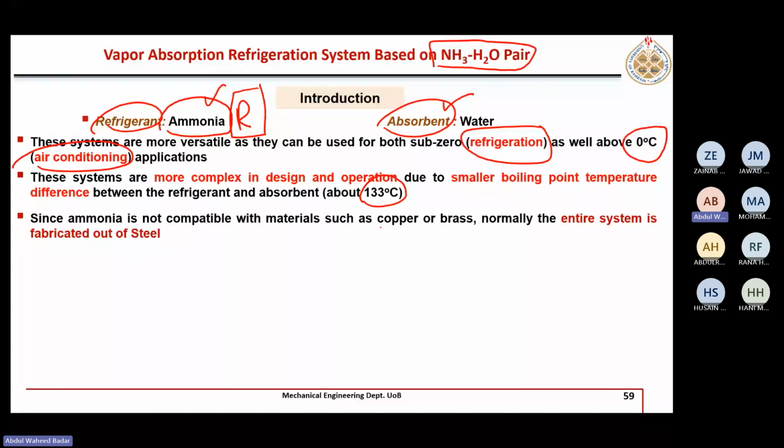Also there is an issue with ammonia. You cannot use it with copper or brass, which is the most commonly used material in refrigeration and air conditioning applications. All those evaporators and condensers which you normally see in our offices or in our homes are made up of copper or brass. But ammonia is not compatible with these materials. They start to react with these materials. So that's why in the case of ammonia systems, the entire system is actually made up of steel. So copper cannot be used here, and we cannot take advantage of copper's high thermal conductivity in this case.